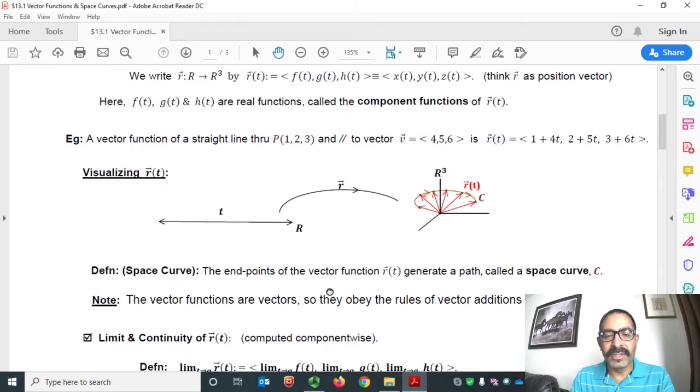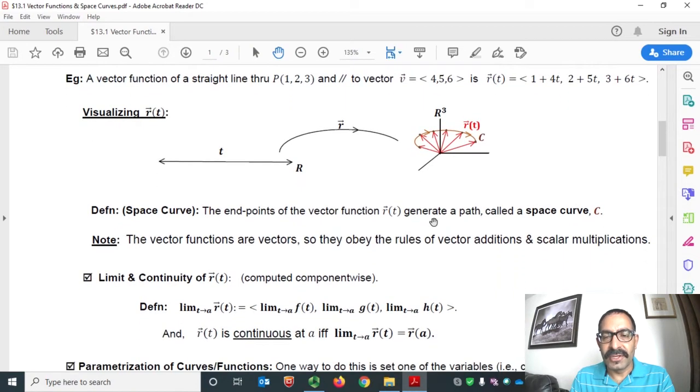Okay, great. Another definition, the space curve. The endpoints of the vector function generate a path called a space curve. So now here, each tip of these vectors generates a path. This path is called a space curve. Note, vector functions are vectors, so they obey the rules of vector addition and scalar multiplication.